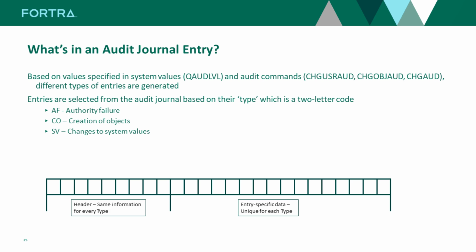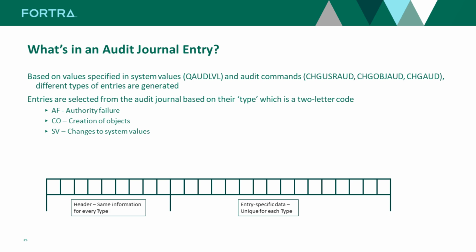So let's get into getting that data out and how that data is structured. In that audit journal entry, you are always going to have header information, which is going to have the job, the user, the entry ID, the date and time of the activity, right? That is no matter what entry type you're looking at. If it's an authority failure, a create, a change profile, that header data is the same. After that header data, the layout of those audit journal entries is different for every single entry type.